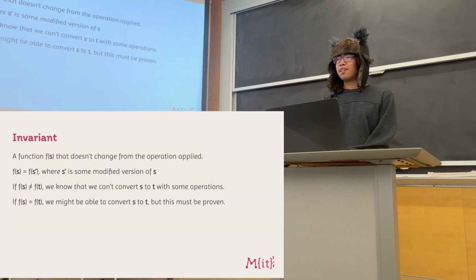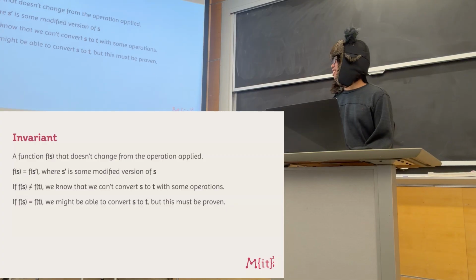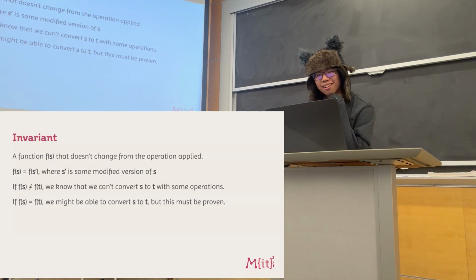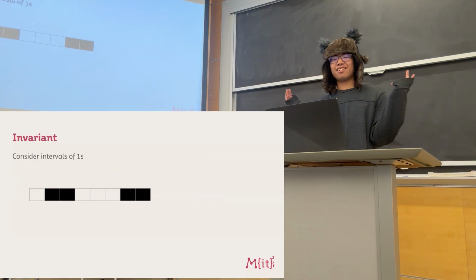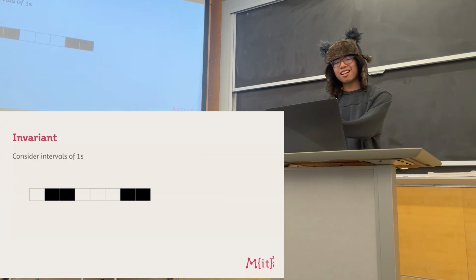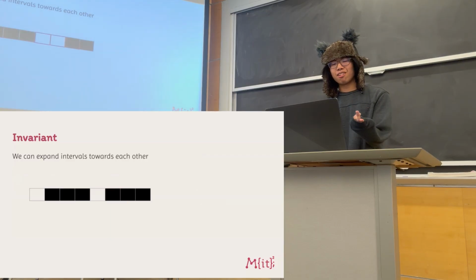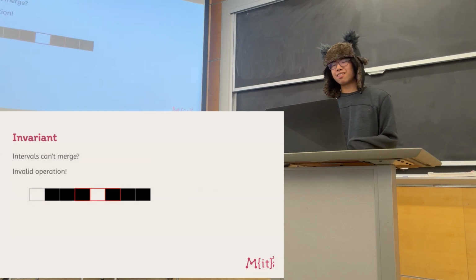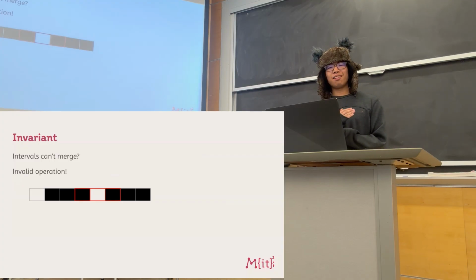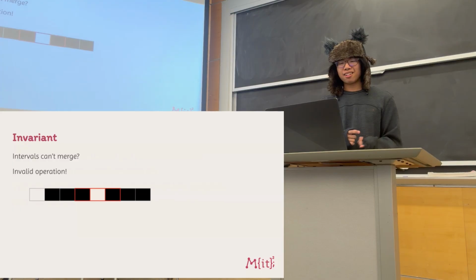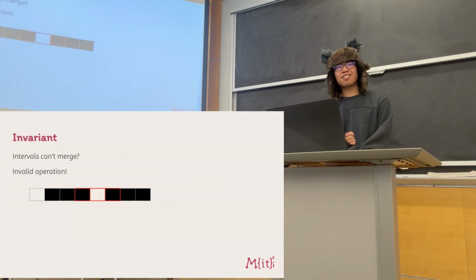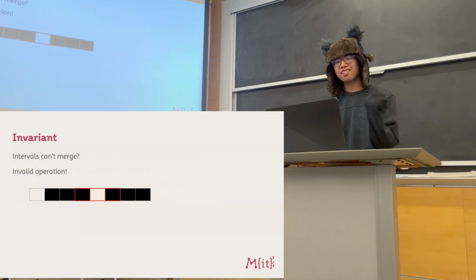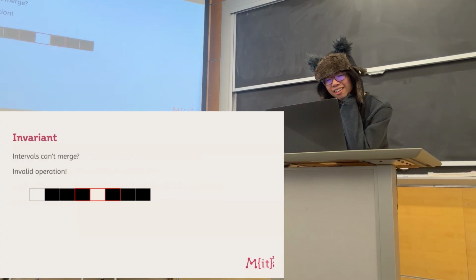The number of patches we have. Yeah, the number of patches, precisely. The number of patches we have is an invariant in this problem because you can consider the intervals or patches of ones. So if you have two patches, you could expand them towards each other with some operations. But once you reach the state 101, we can't apply the operation anymore because the index to the left and to the right of the index are the same. So you can't actually merge two intervals or patches together. This is an invalid operation.